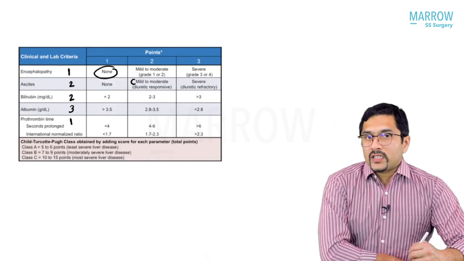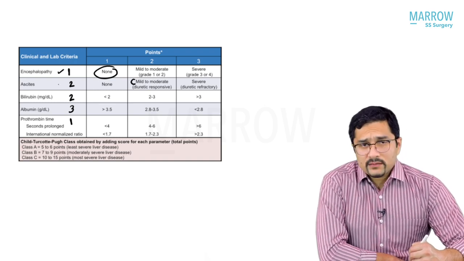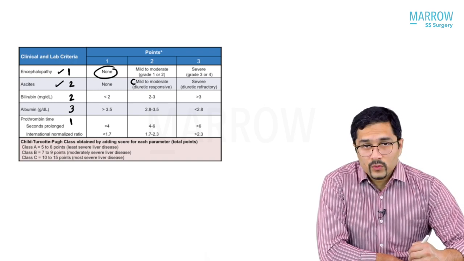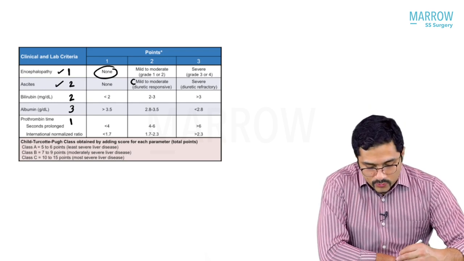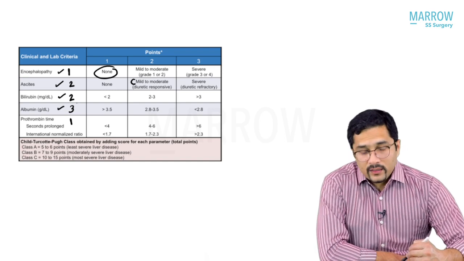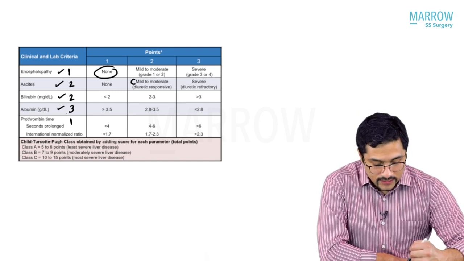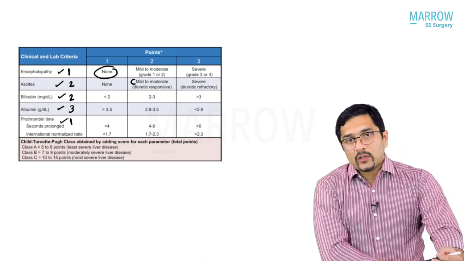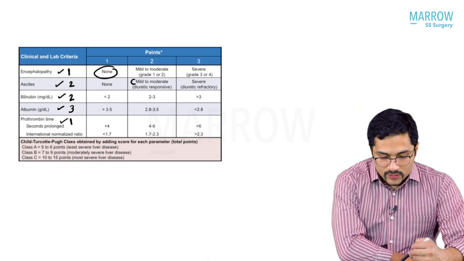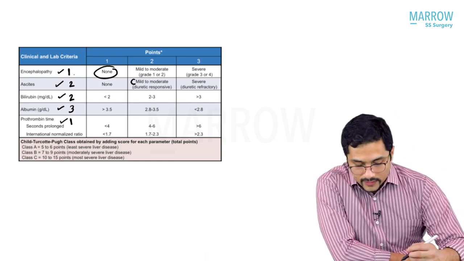So because the patient is conscious and oriented, encephalopathy score is 1. There's mild to moderate ascites, so the score is 2. Bilirubin was 2, so it is between 2 to 3, it is going to be 2, the score. Albumin was less than 2.8, so the score is going to be 3. And prothrombin time or INR was 1.1, so the score is going to be 1. And if you total this up, this turns out to be 9.